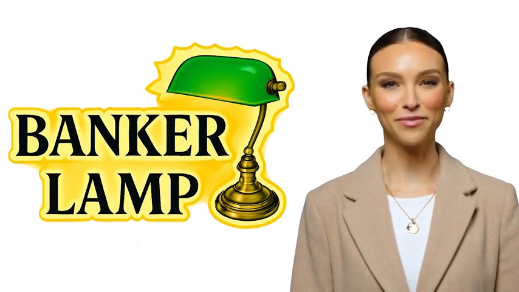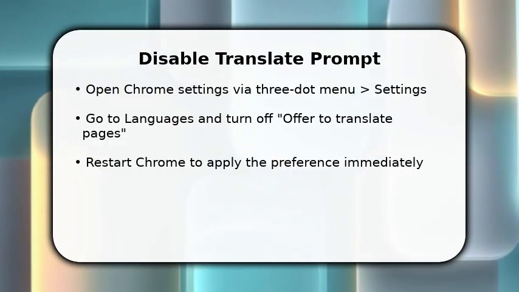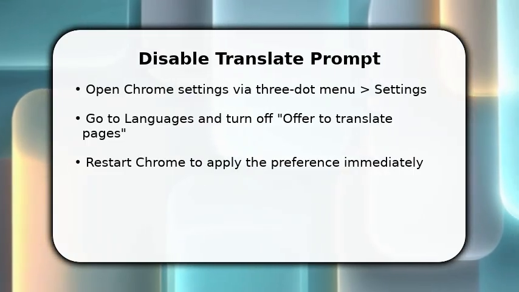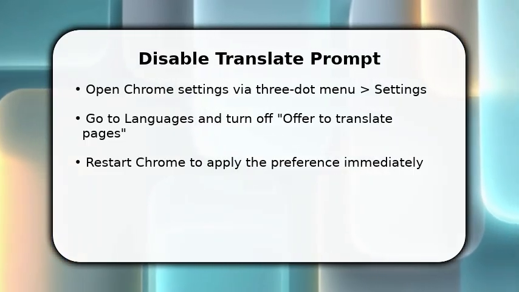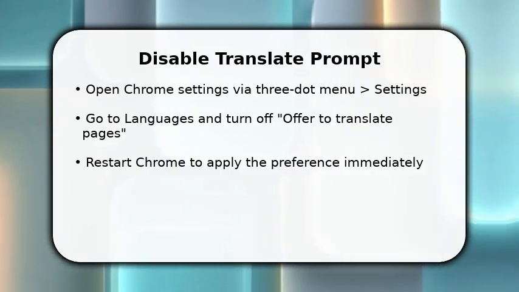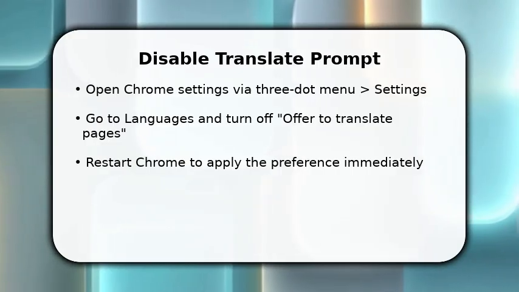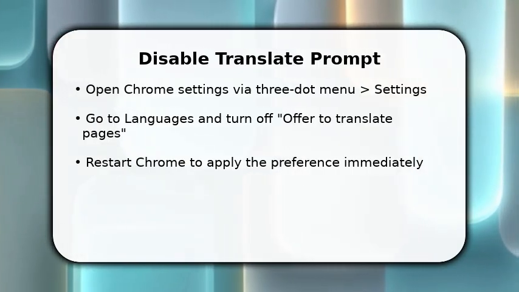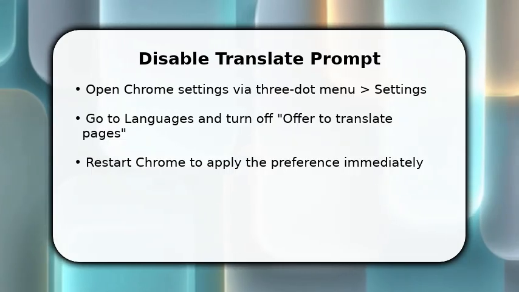Please enjoy the video. You'll start by turning off Chrome's translation prompt so it stops appearing. Open the three-dot menu, choose Settings, then search or tap Languages. Once in Languages, find Offer to translate pages and switch it off. This stops automatic translation prompts for new pages.